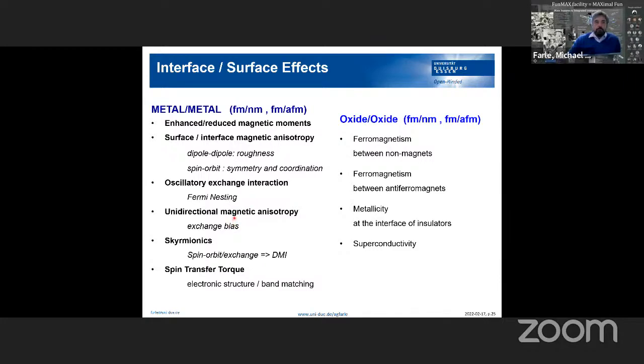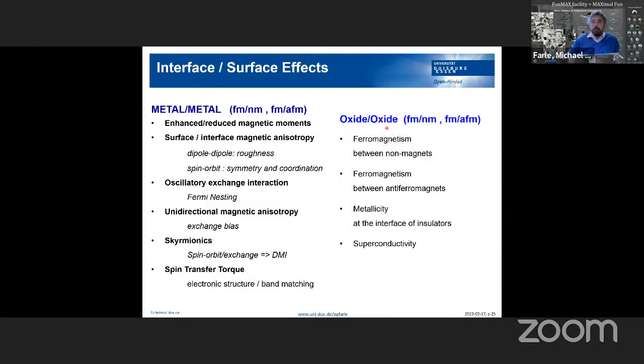Antiferromagnets and ferromagnets combined, we have exchange bias. Then with Dzyaloshinskii-Moriya, so exchange plus spin orbit, gives us Dzyaloshinskii-Moriya with a little bit of magnetocrystalline anisotropy thrown in. We get into the field of skyrmionics, and then we can play around with spin transfer torque, so electronic structure, band matching, and so on. So it's certainly a very simplified picture, but already Einstein said one should make things simple, but not too simple. So here I'm on the borderline of being too simple.